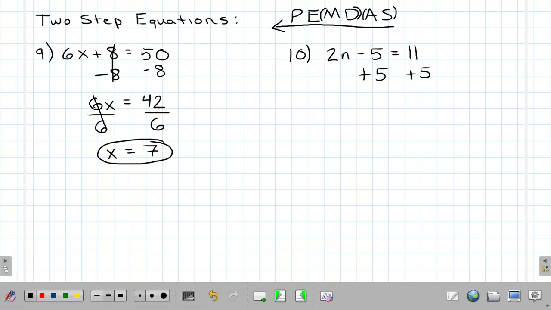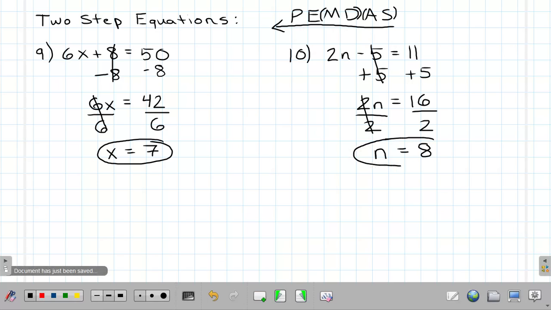So here, these cancel, giving us our 2n. 11 plus 5 is 16. 2n is equal to 16. We have another one-step equation where the only step that's left is to divide by 2. So once again, the whole point here is we get 1n. 16 divided by 2. Once again, if you know your times tables, you should know that is actually 8. So 7 and 8 are the answers to 9 and 10.